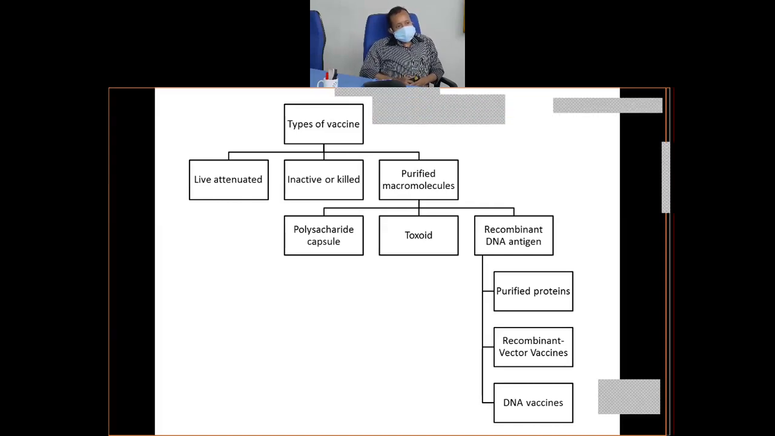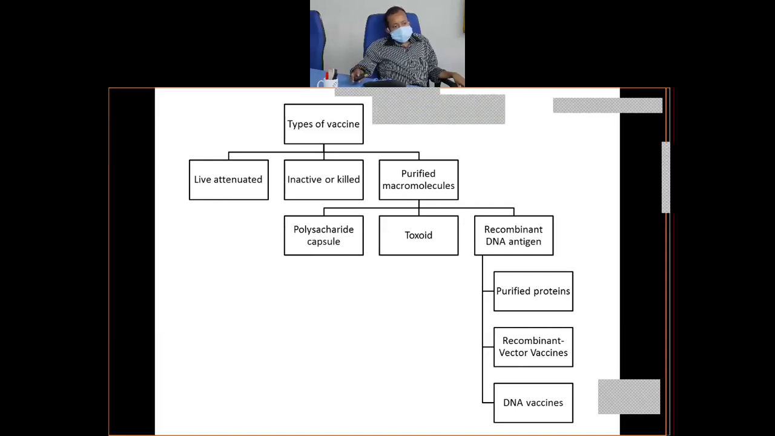Last one is the recombinant DNA antigen. All these are based on recombinant DNA technology. Purified proteins, like your hepatitis B vaccine surface antigen. Here the advantage also is that you are not using the whole organism. But there is also some problem. Whenever you are using purified protein like surface antigen, that virus is not only carrying the surface antigen, it is also carrying other antigens. So you have to make vaccines for the other antigens also. Then recombinant vector based vaccines: here live attenuated strains are used, and by genetic engineering you are incorporating some antigens from a particular pathogenic organism.